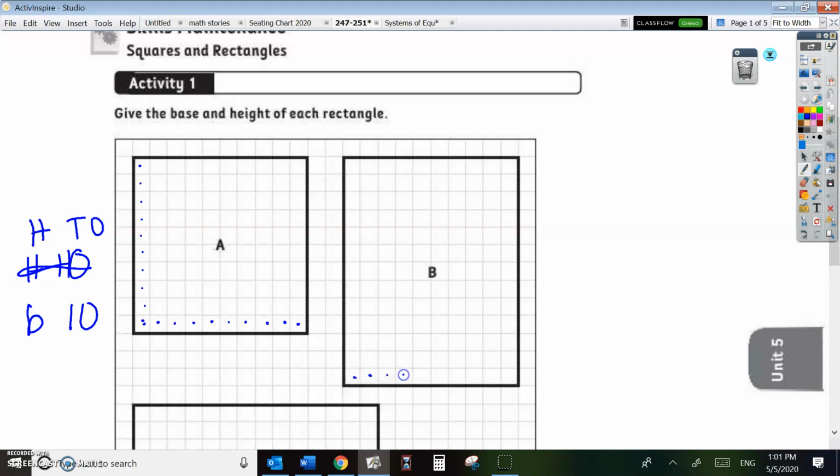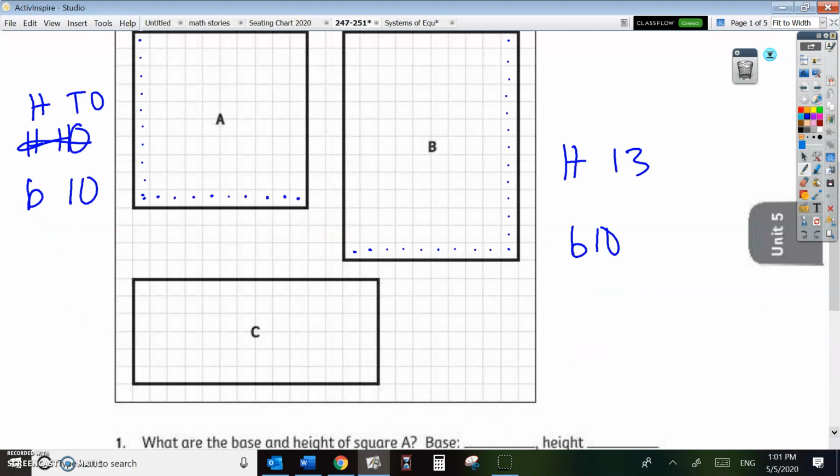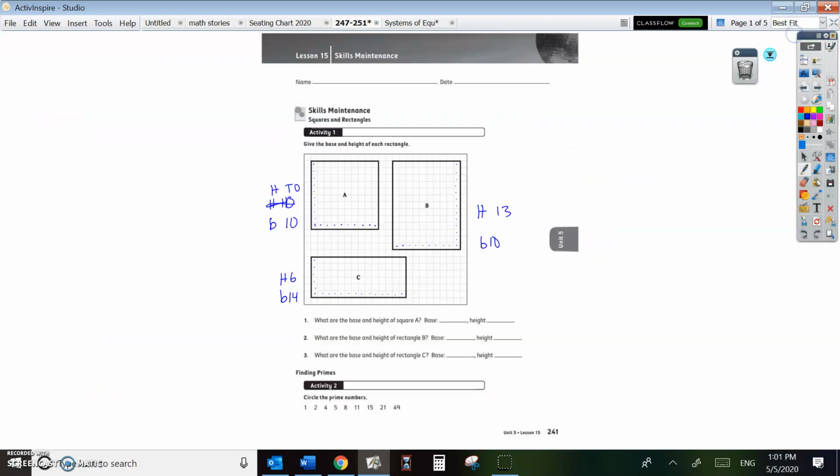1, 2, 3, 4, 5, 6, 7, 8, 9, 10 for that one. For the base, height 1, 2, 3, 4, 5, 6, 7, 8, 9, 10, 11, 12, 13. Let's check this one here. 1, 2, 3, 4, 5, 6, 7, 8, 9, 10, 11, 12, 13, 14. 1, 2, 3, 4, 5, 6. Height is 6. Now let's fill that in how it should look.